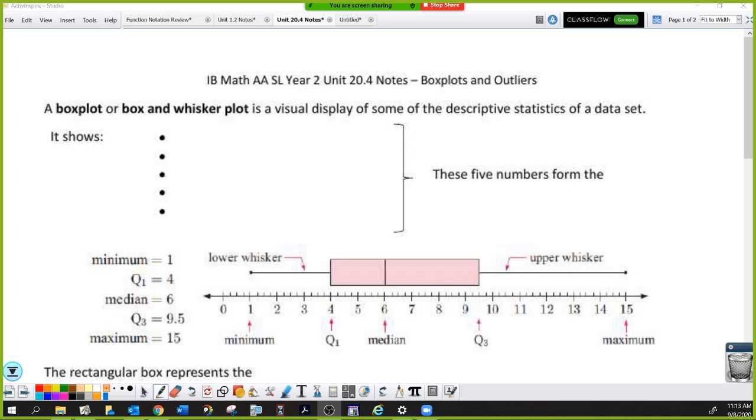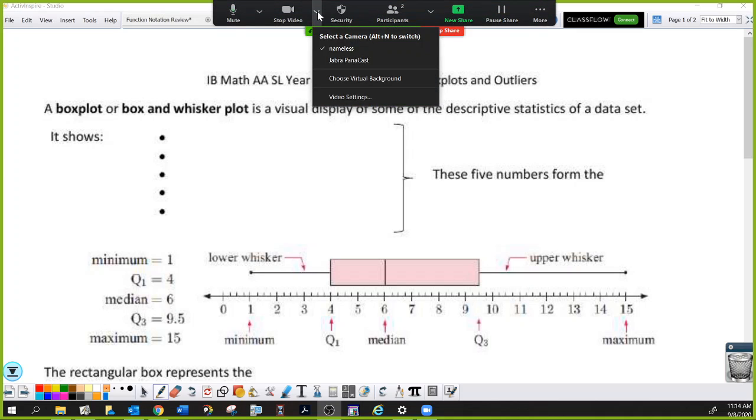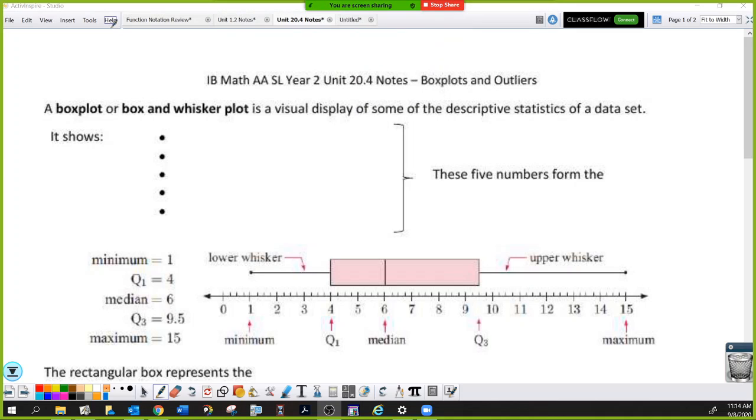So we are now going to be doing box and whisker plots, box plots, and we're also going to discuss outliers today. So be really careful if you're going to use things like this in your IA. Be really careful with use of the term outlier, because something is only an outlier if the math says it is. It's not an outlier simply because it's outside of the normal set of data. That's not what an outlier is.